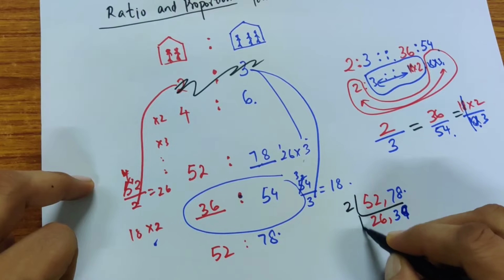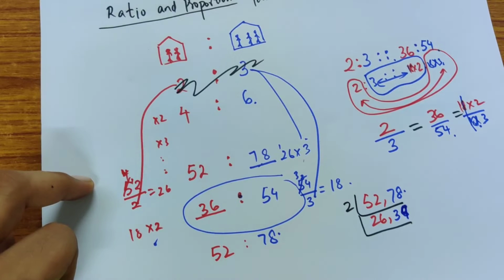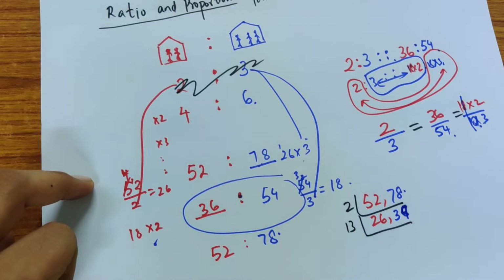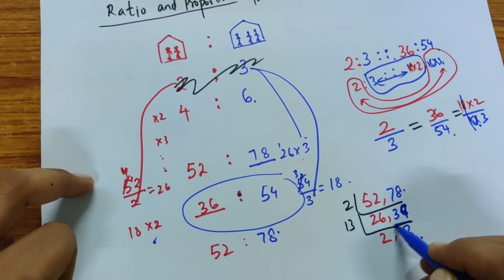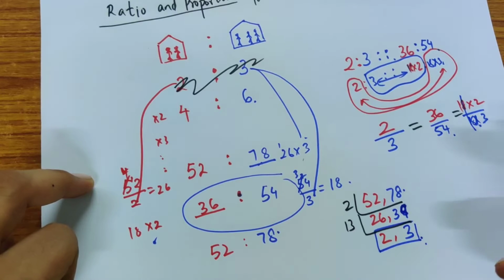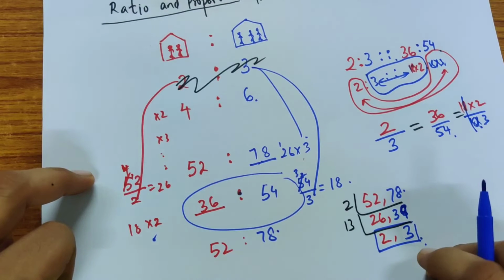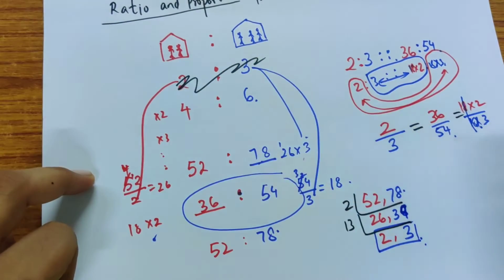And then you say, okay, this is 13 tables. Well, I hope we know it's 13 tables. And then you do 13, and then you get your 2 is to 3. So this is one way of getting to the base ratio, the smallest ratio that you can start with, and that's 2 is to 3. So that's how we get these two.